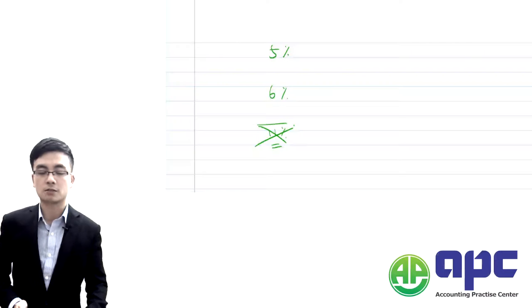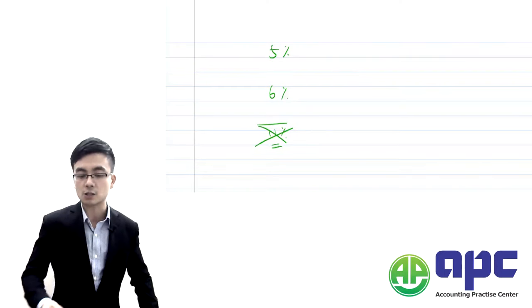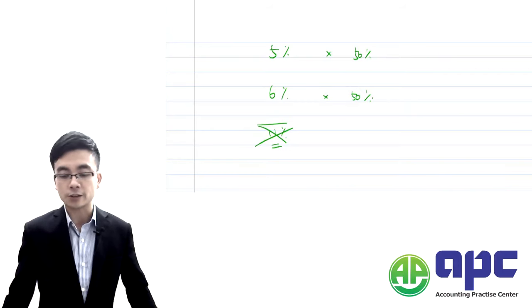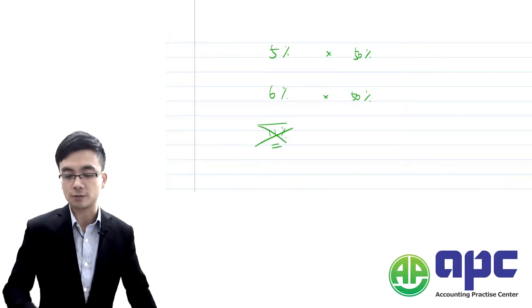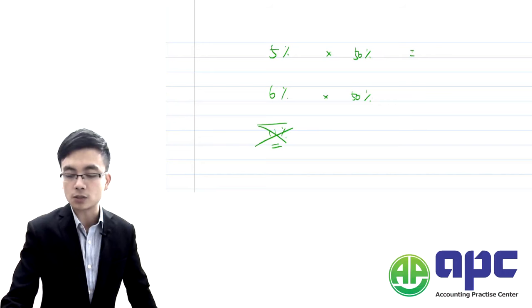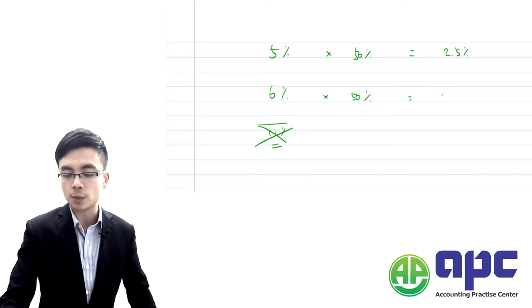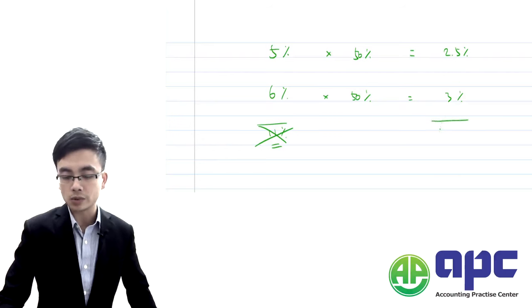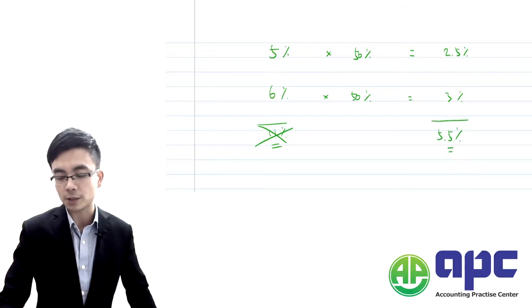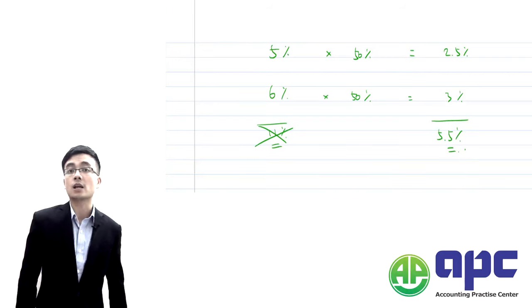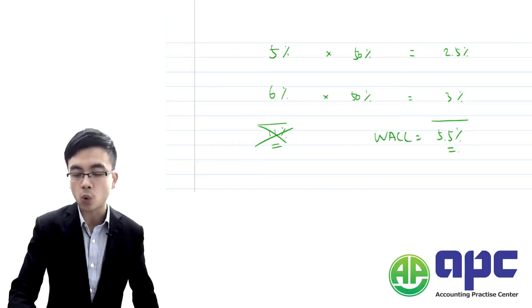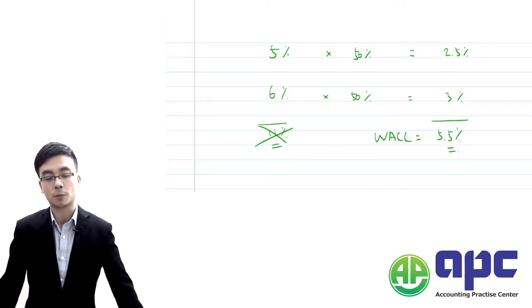So from that perspective, for those 5% and 6%, we also need to multiply by 50%, for those proportions of the finance. For example, in this case, it's going to be 2.5%. In this case, it will be 3%. So in total, the total cost for the company will simply be 5.5%. In technical words, it's called WACC, the weighted average cost of capital for the business.